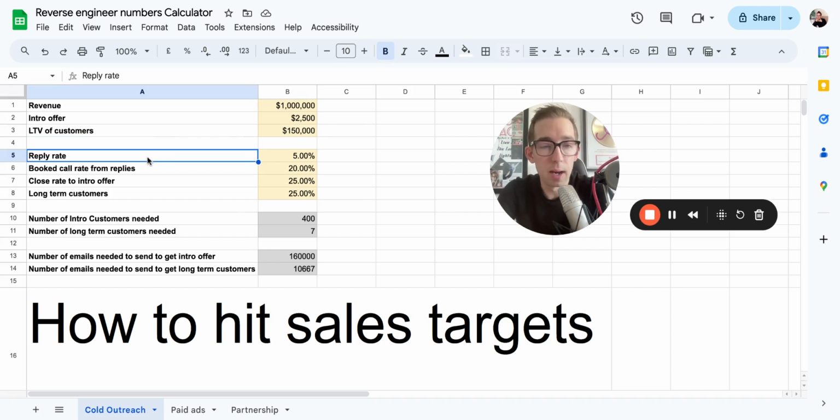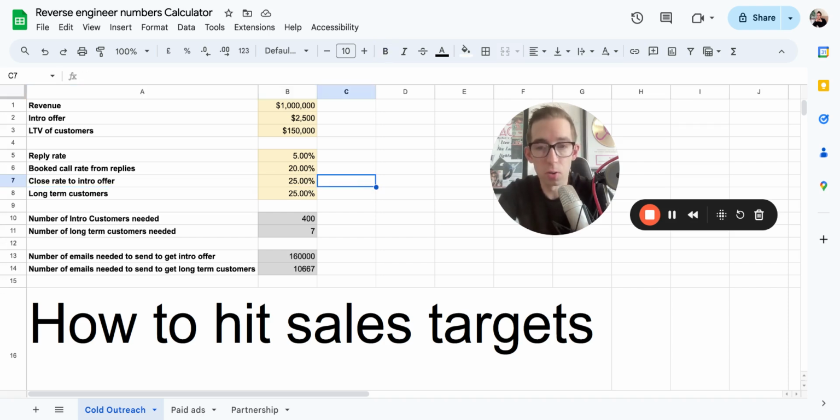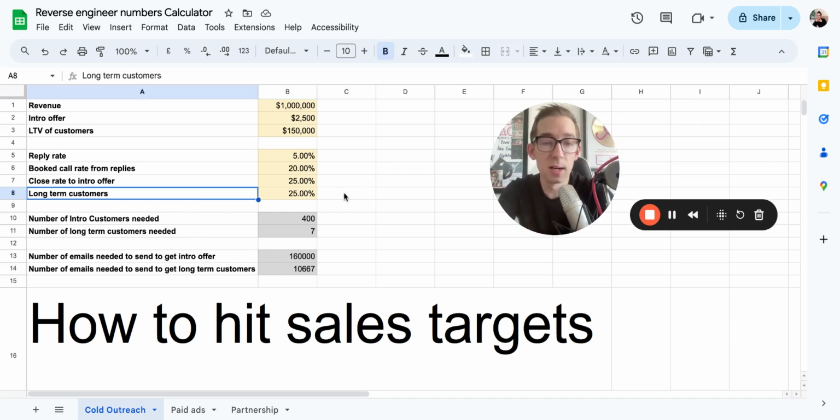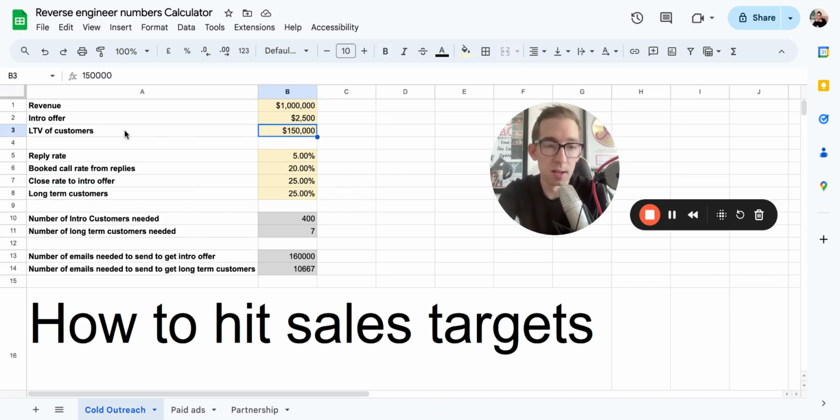Now what we want to work out is all the stepping stones that someone will need to take in order to become a customer. Firstly, they need to reply to the cold email, right? Secondly, they need to book a call from those replies. Thirdly, we want the close rate of the intro offer. Once they've booked a call, how many of those people are actually buying, and then how many of those are turning into long-term customers at that average lifetime customer value.